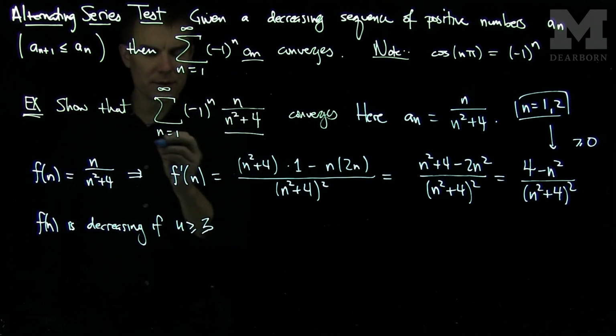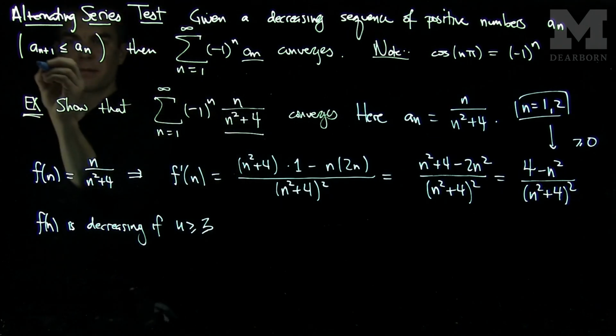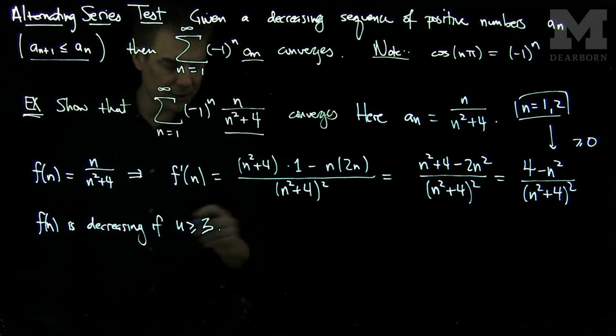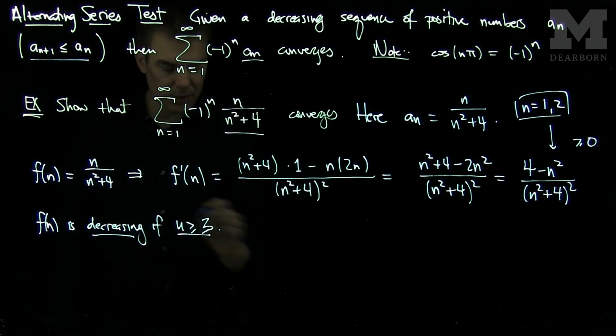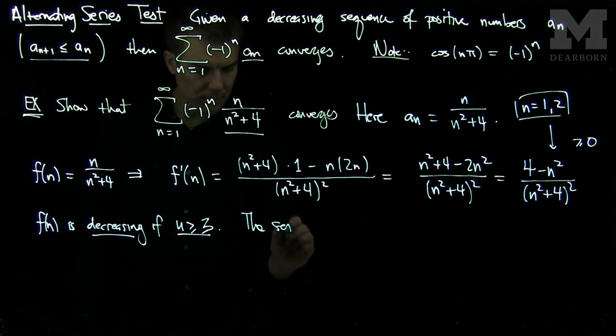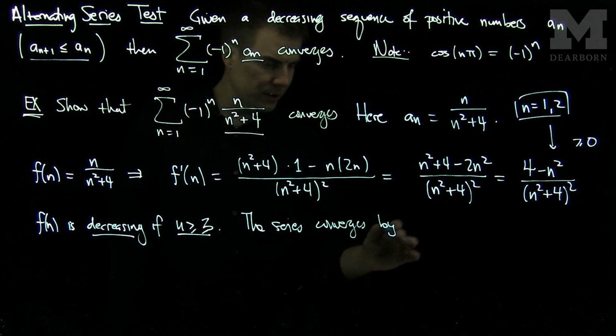We know from our study of series that it doesn't really matter where the series starts, as long as a property is eventually true. So f is eventually decreasing, and we can apply the alternating series test. It's decreasing for a certain range, therefore the series converges by the alternating series test.